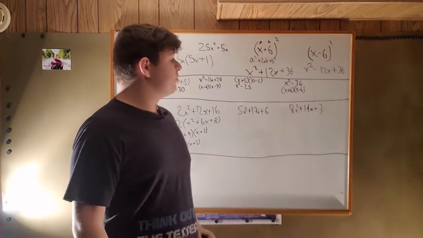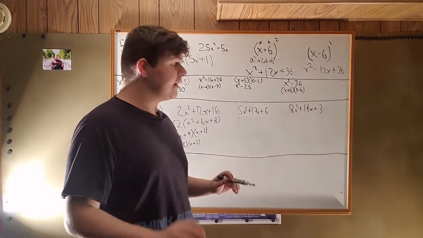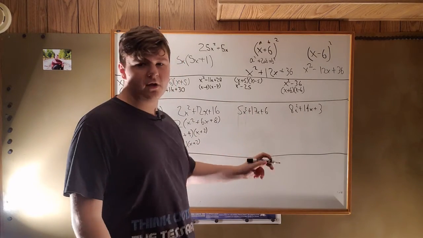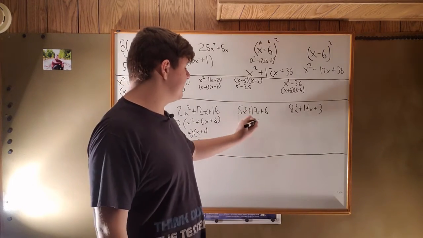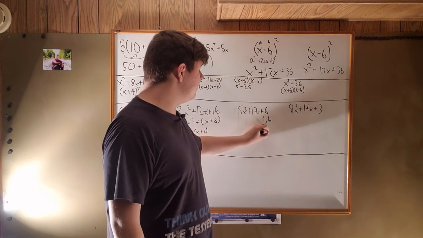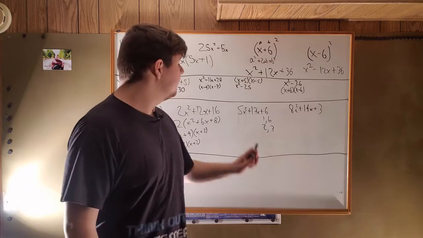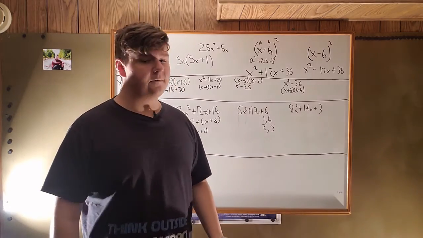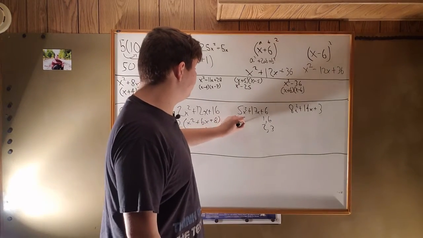In order to solve these without doing any fancy schmancy tricks, all you have to do is look at the pairs. So what multiplies to get 6? We've got 1 times 6, we've got 2 times 3, and that's it. Now what multiplies together to get 5? Well, we've just got 1 and 5.